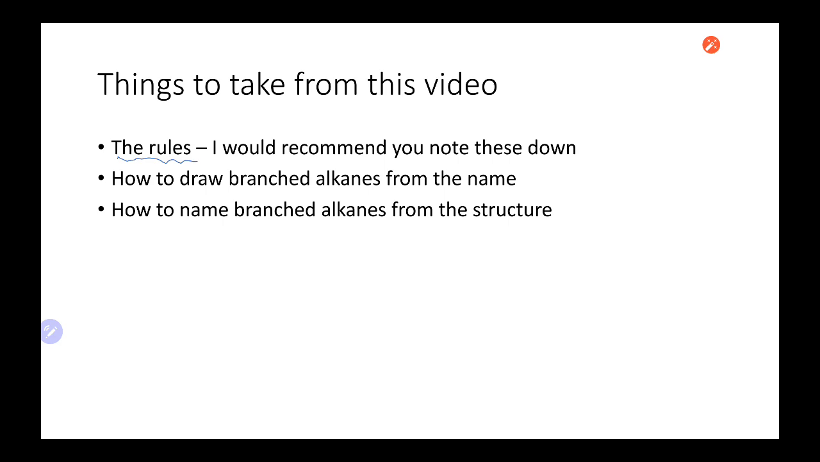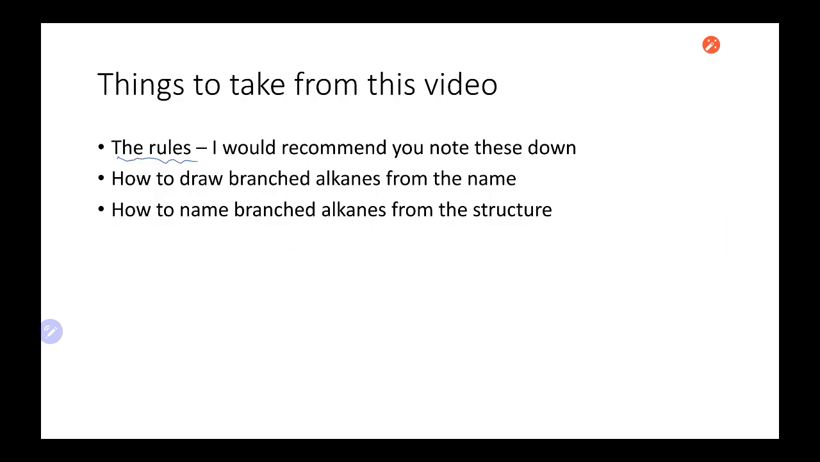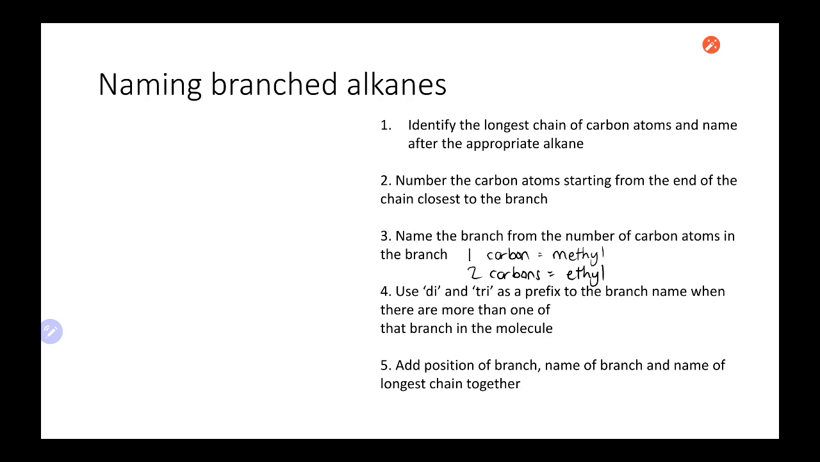So branched alkanes are kind of more complicated than the ones that we've just looked at. So these are all straight chain, the ones that we've looked at. So branched alkanes are a bit more complex than that. So you need to be able to draw those and name them as well. So a couple of things to be doing here. So set of rules, which are down at the right hand side.